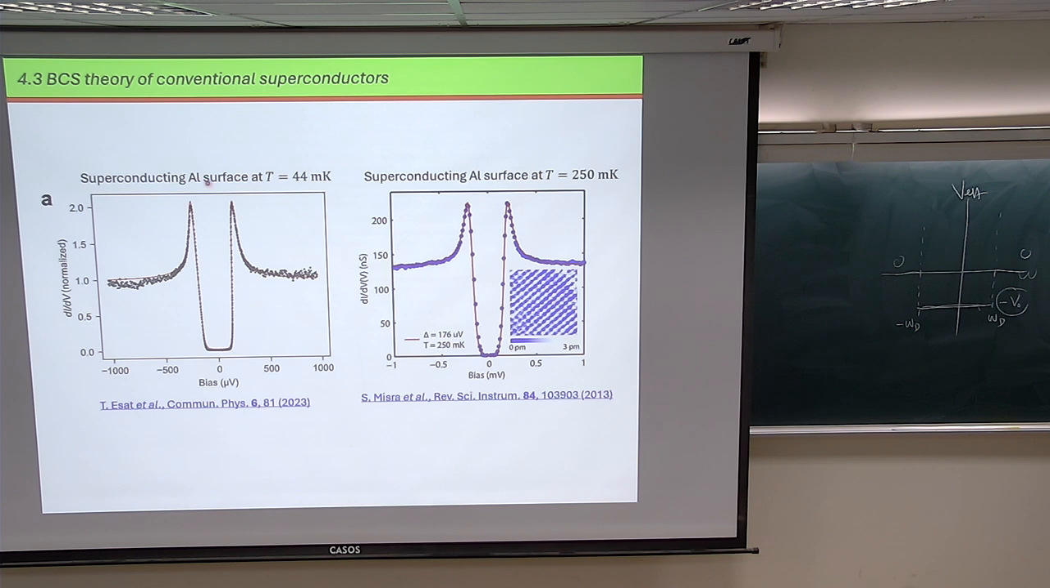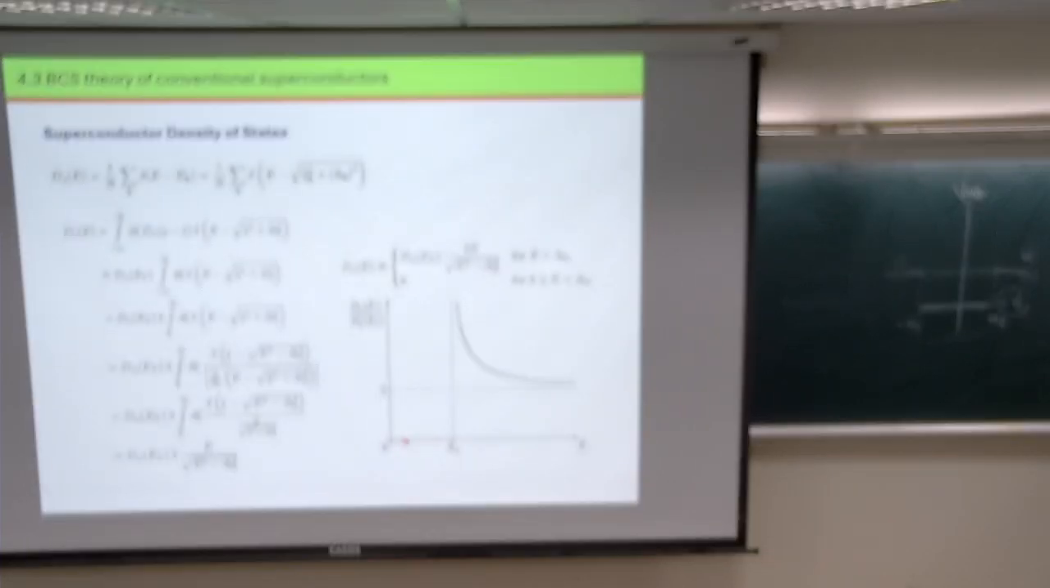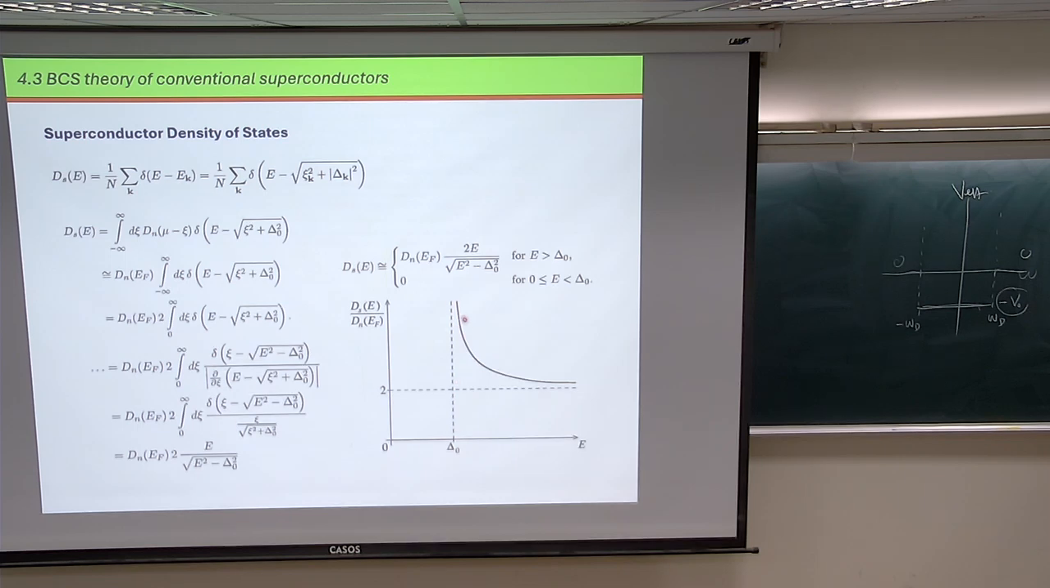So this is what you can see here. Both of them are for aluminum surfaces. They are from different papers, so the samples might be a little bit different, and also at different temperature. But you can see here clearly this behavior. This is essentially very similar to what is expected from this density of states from the BCS theory. So 0 here, then you go up, and then you get this decay here, right? So 0, go up, and then decay.